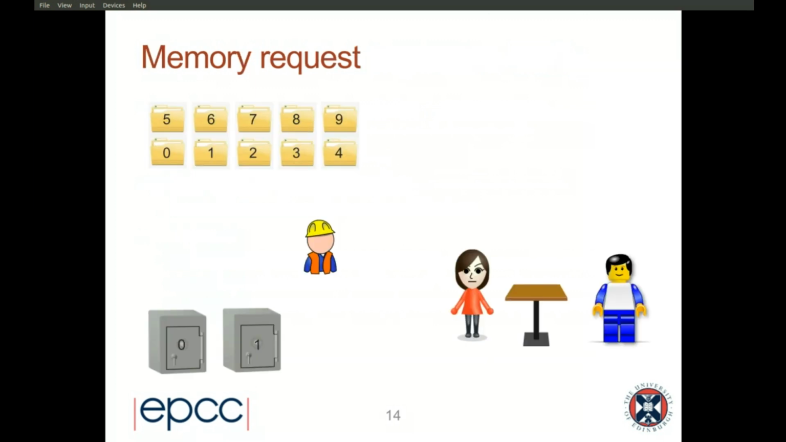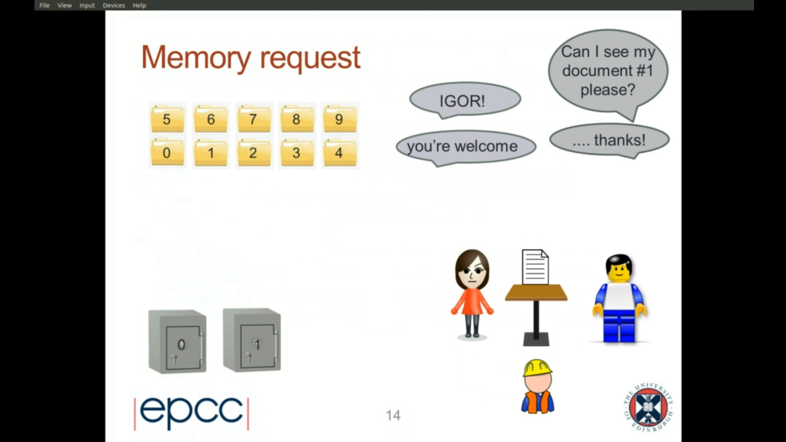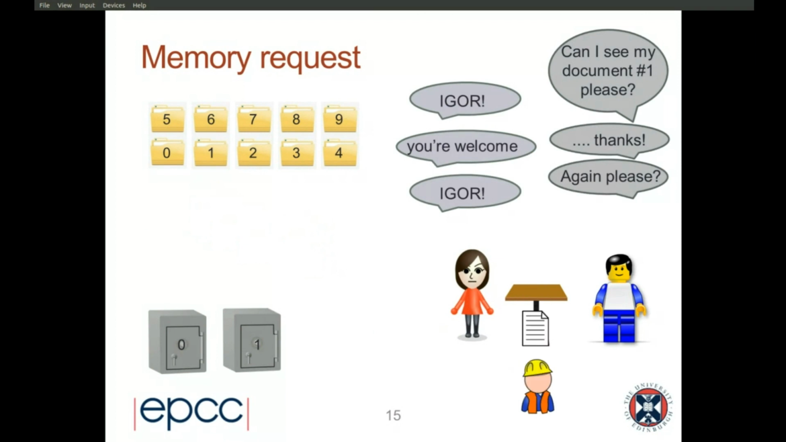So what actually happens, let's go on memory request, can I see my document number 1, please? And the lawyer gets Igor to go away, get document number 1, and Igor delivers the document and then goes back. I say thanks, and Igor returns it back to where it came from. But I realize I want to see that document again. So I ask for the document again. Can I see it again, please? And off Igor goes, has to get the document, has to come back, has to deliver it, and then go back, and all the way back again. And just to really cheese him off, I decide I want to see it again.